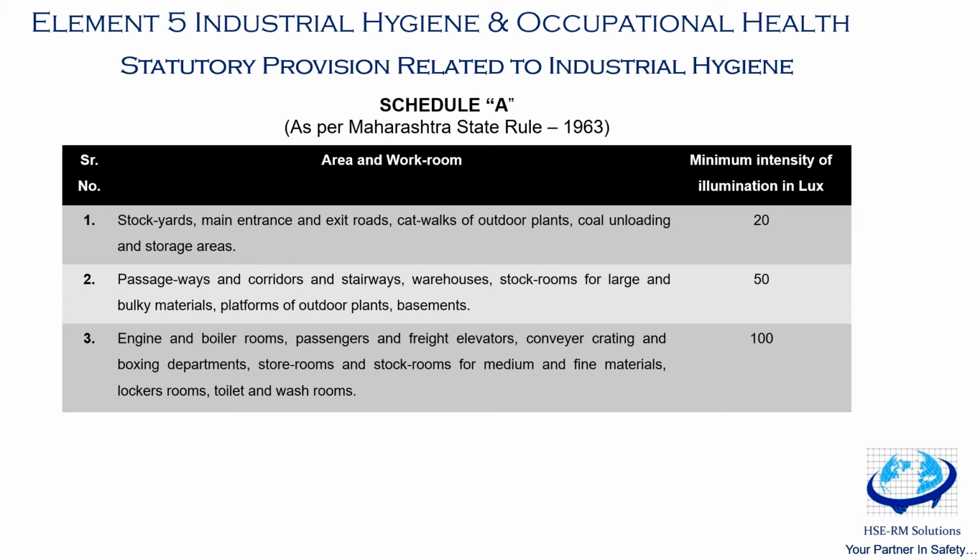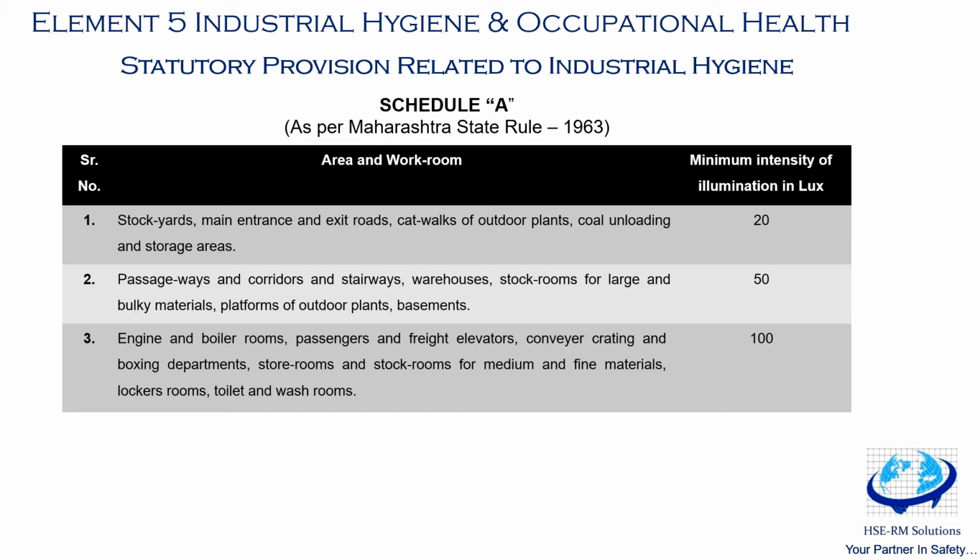Now passageways and corridors, stairways, warehouses, stock rooms, large and bulky material platforms and outdoor platform basements require an intensity of 50 lux of illumination. Now engine and boiler room, passenger and freight elevators, boxing department, storage rooms and stock rooms for medium and fine material, locker rooms, toilets and washrooms are prescribed to have an illumination level of 100 lux. Now this is part of schedule A. This is what is given in schedule A.